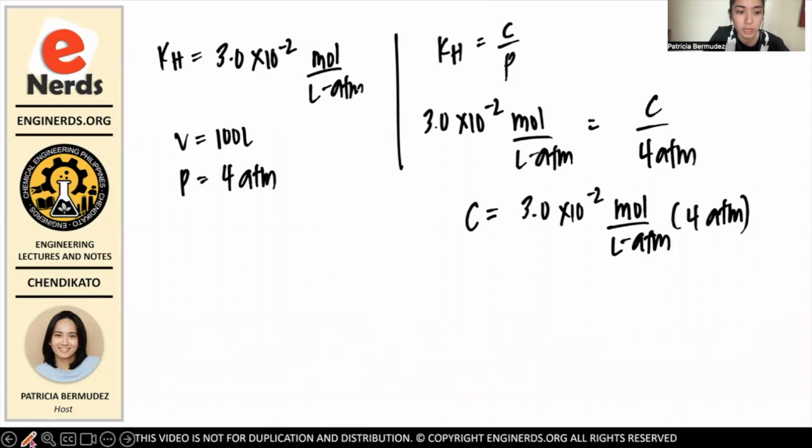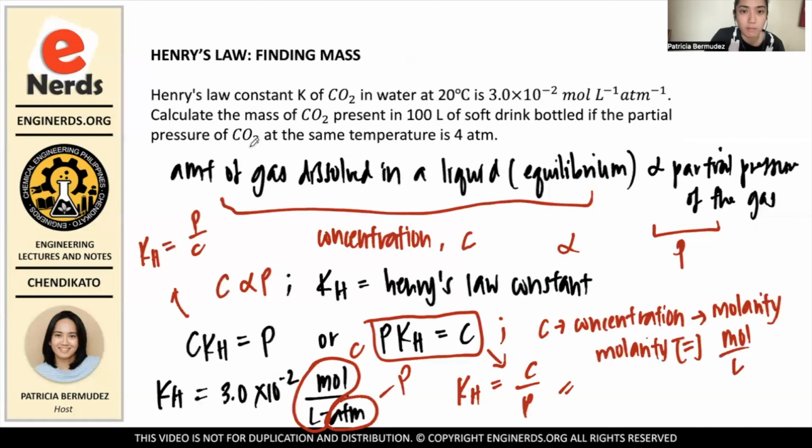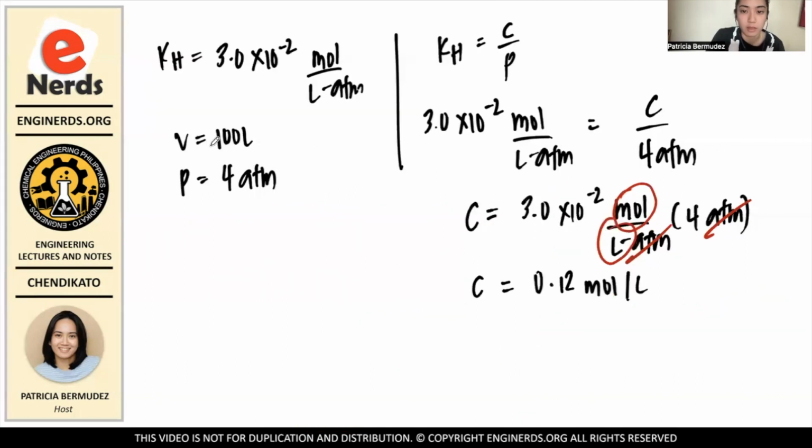Okay? So makikita natin na makakancel yung ATM and matitirang unit ay mole per liter. So calculating for C, we have 0.12 moles per liter. So that is our C. But then the question is asking for the mass of carbon dioxide present. So how do we get the mass using concentration?